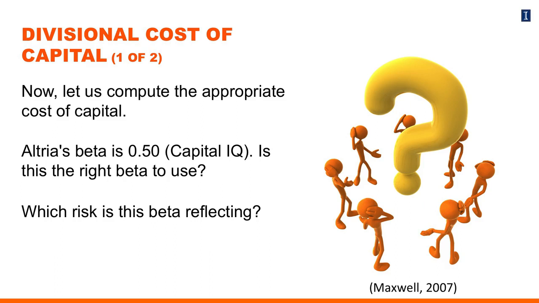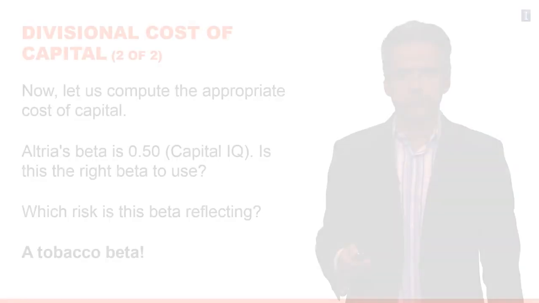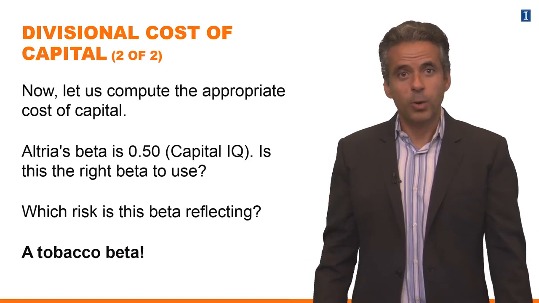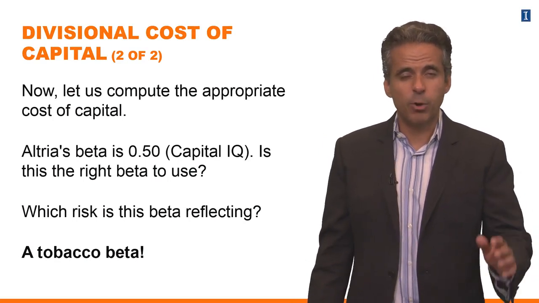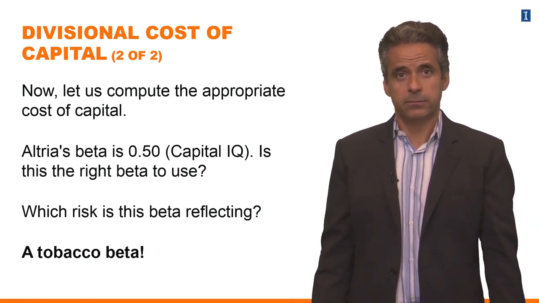Is this the right beta to use if you're trying to answer the question we just posed, which is to figure out the performance of the wine division? Is that the right beta? Okay? Which risk is this beta reflecting? The answer, to put in very simple words, is that 0.5 is a tobacco beta.